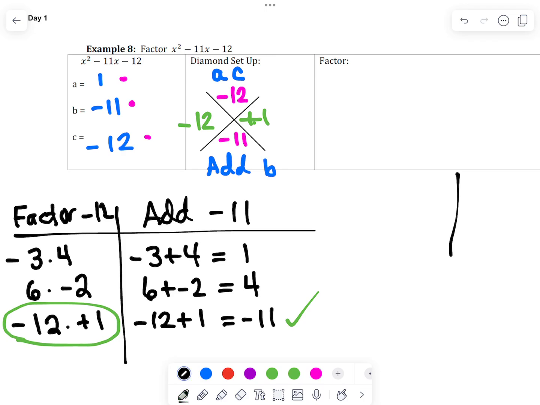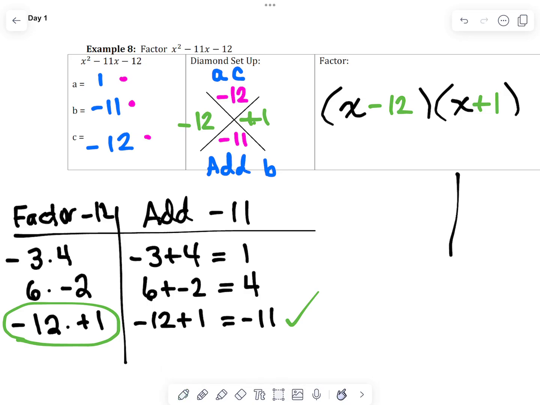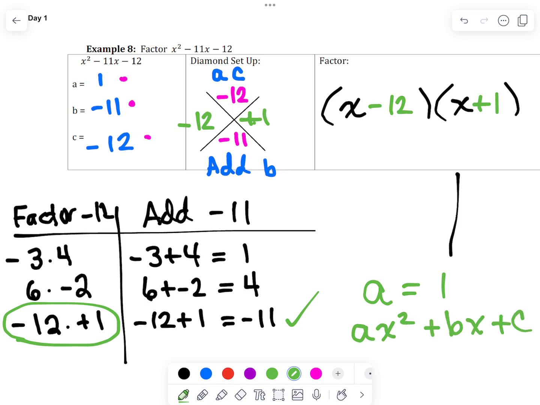So now in factored form, it's going to be a binomial and a binomial with the variable x. And then the sides of the diamond, the negative 12 and the positive 1, are going to be the two binomials. And that's how you factor using the diamond method. And we do this when our A equals 1. So we have an equation like this: ax squared plus bx plus c. This A number must be 1 in order for us to be able to do this method.